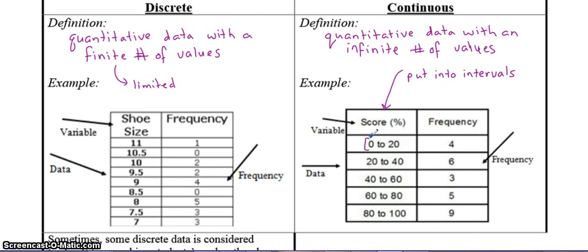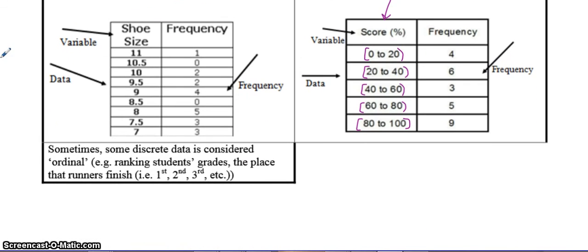So you would start each interval with a square bracket, which means that 0 is included, and you would end with a curved bracket, which means the 20 is not included. So this category includes 20, but does not include the 40. This category includes the 40, but does not include the 60. Just like that. And then at the end, this one does include the 100 because you don't have an extra category there. So that's discrete versus continuous.